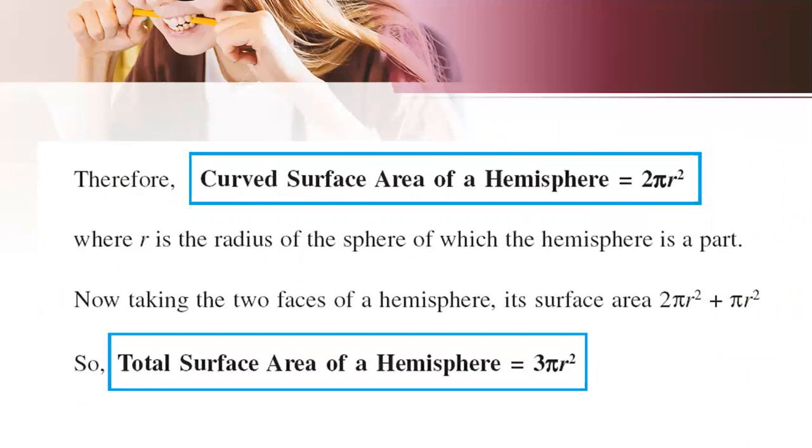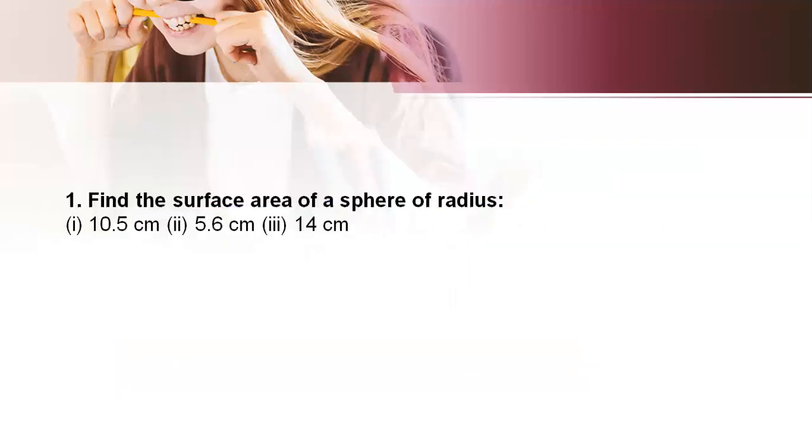So here the surface area of the sphere is 4 pi r square. Curved surface area of the hemisphere is 2 pi r square. And the total surface area of the hemisphere is 3 pi r square. These are the 3 formulas that we are going to use for solving the problems. Now, let us solve the exercise problems.